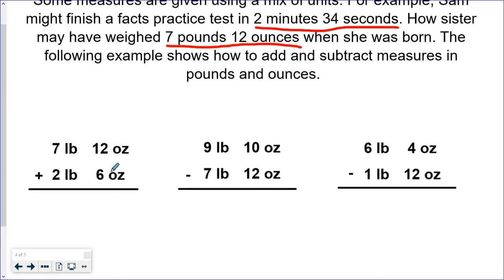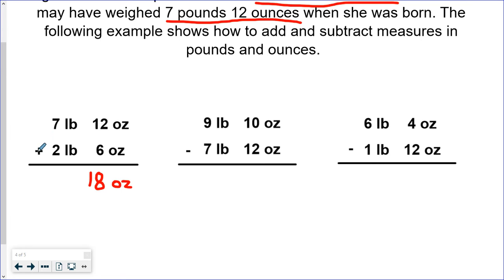Now, what I'm going to do is I want to make sure I add my ounces together. I don't want to add pounds and ounces because they're not equal to each other. I want to make sure I'm adding labels that are the same with each other. So I'm going to take 12 ounces and I'm going to add 6 ounces, and that's going to give me 18 ounces. Okay, I have 18 ounces. Then if I come over here and add my pounds, I've got 7 pounds and I'm going to add 2 pounds of that, which gives me 9 pounds.